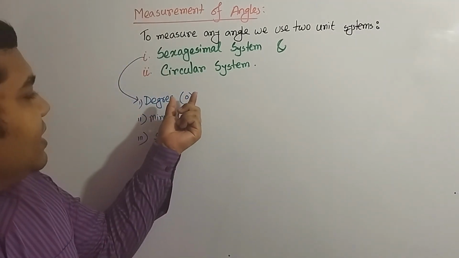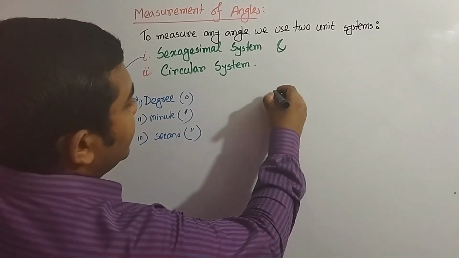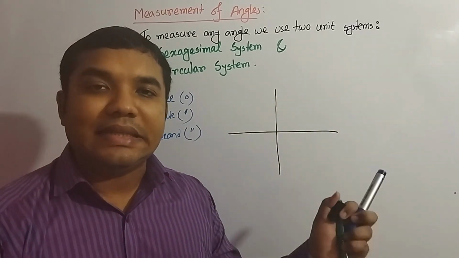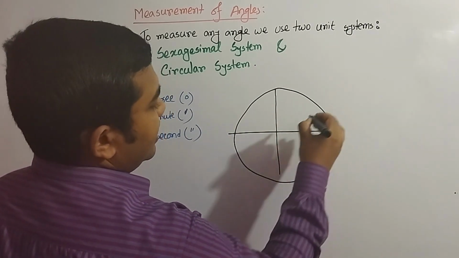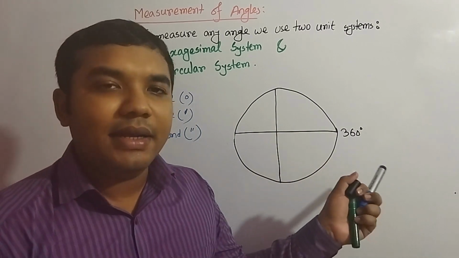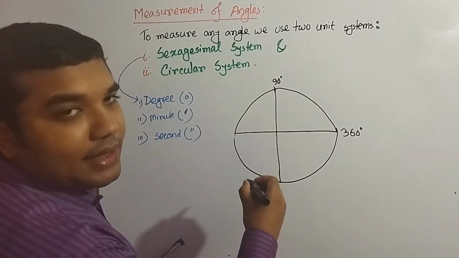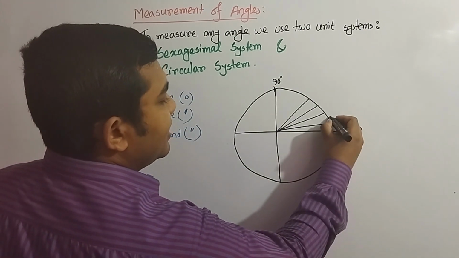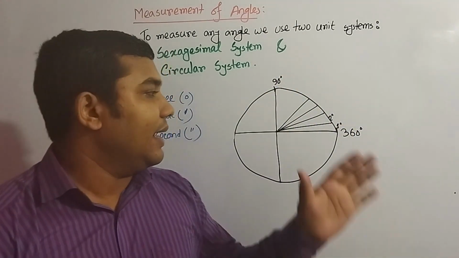What is the relationship between degree, minute and second in the sexagesimal system? If we think of these four quadrants of the coordinate system, we know that all of them together make 360 degrees. If we draw this as a circle, it is 360 degrees, and if we divide it into 360 parts, then from here to here we already know it is 90 degrees, so it is cut by 90 parts. Say this is 1 degree, this is 2 degrees, and this way from here to here we get 90 parts. That means after 90 parts we get a 90 degree angle.